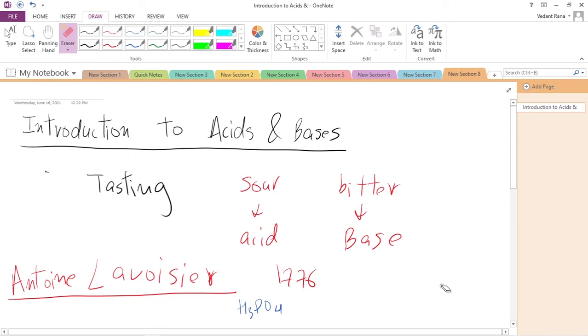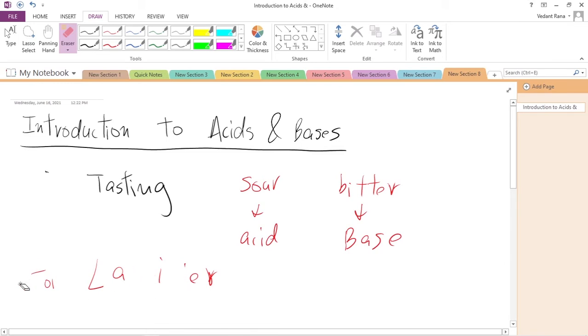So his theory defined acids and bases on the basis of oxygen. What he said was that substances which have oxygen are acids. So if any substance behaves like an acid, then that substance must contain oxygen.